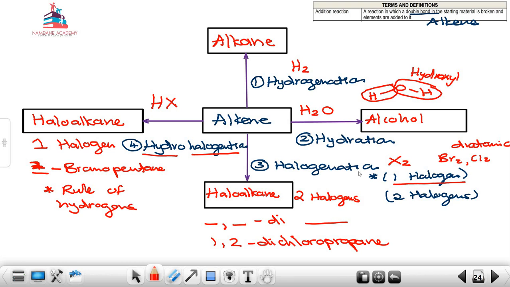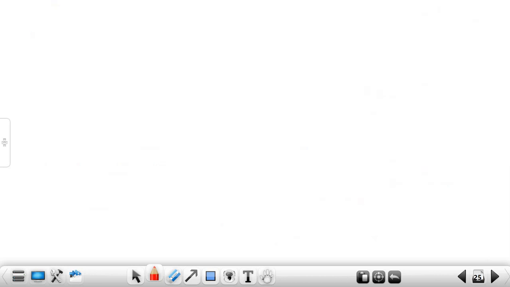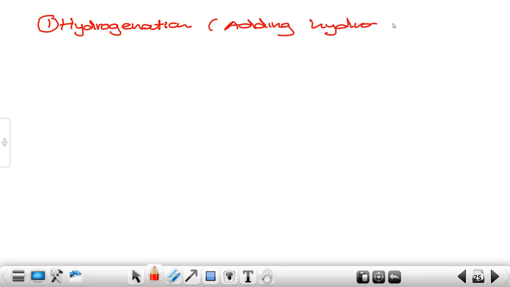All right. Right, so let's now move on into these examples on an individual basis. Right, so let's start with the first one, right? The first one was hydrogenation. In hydrogenation, we are saying that we are adding hydrogen. And hydrogen is a diatomic gas, so it will be H2 that we are adding.